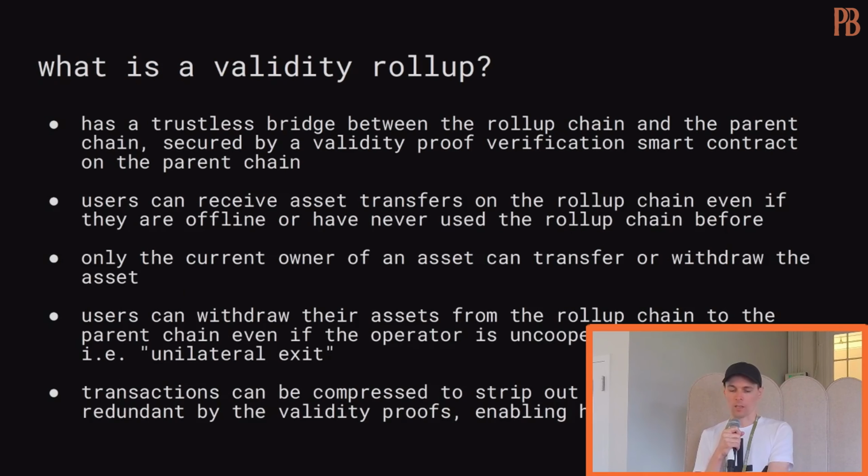And then finally, you get this nice capability that transactions on the rollup can be compressed to strip out data that is made redundant by the validity proofs. And this enables higher throughput, which we'll get into later and explain exactly how that works.